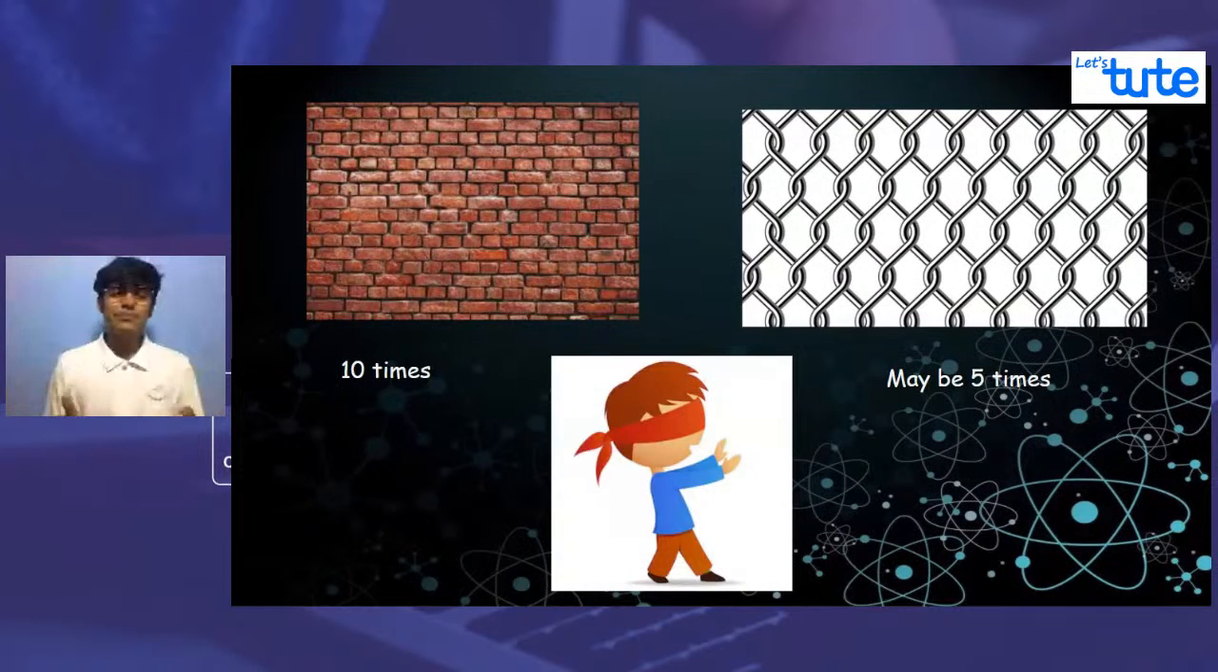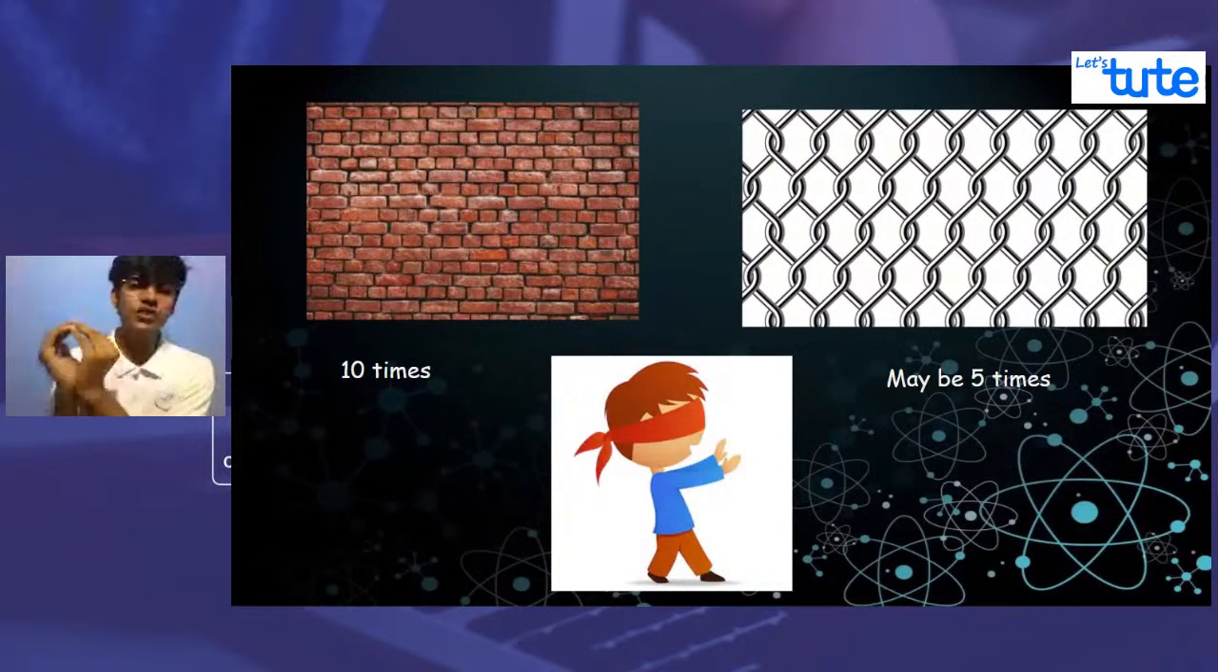So the same experiment, if you compare with J.J. Thomson's model and Rutherford's experiment, the wall is like J.J. Thomson's atomic model. So what did J.J. Thomson say? That the atom, the proton, is actually like a solid sphere. The whole proton is like a solid sphere. So you can compare it to a wall.